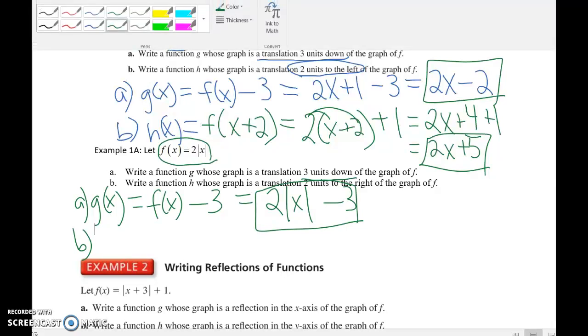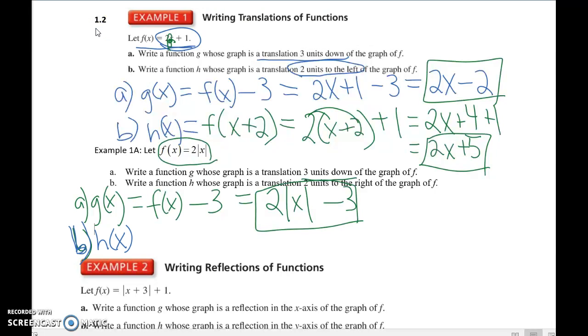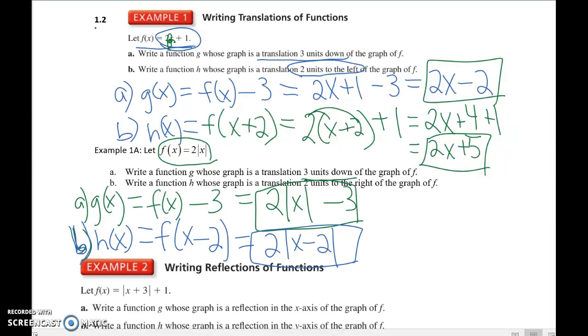For part B, it's a little different. Part B is going to be a translation 2 units right, so that would be x minus 2, and then we'll get 2 times the absolute value of x minus 2, and that's all. That'll be our final answer here. We do not distribute the 2 in absolute value. We only distribute with parentheses.